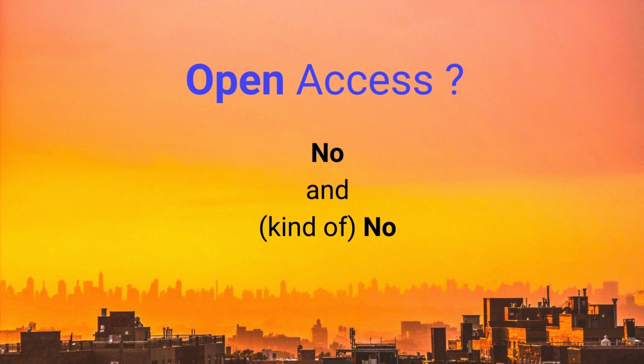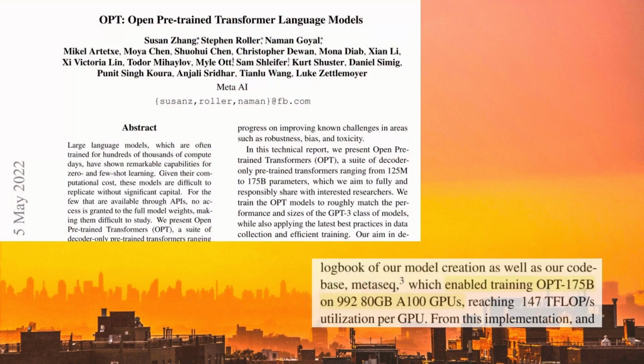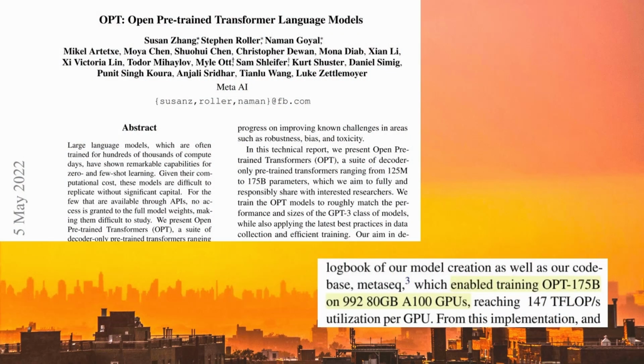But let's have a look at the second case a little bit more in detail, because on May 5th, 2022, Susan, Stephen Roller, and Naman Goyal at meta.com published an arXiv preprint here called Open Pre-trained Transformer Language Models. And they more or less give away the code and the training scripts if you want. So they open source their model to the research community. And you will understand in a second why.